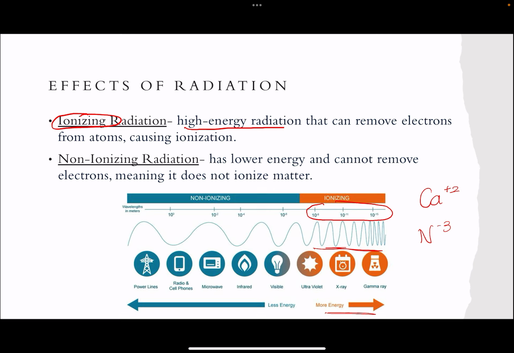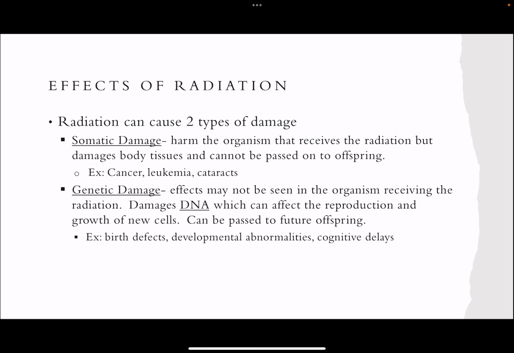And so that's what we mean by ionizing radiation. So again, it's changing the structure of matter. And so sometimes that can cause damage. There are 2 different types of damage that can be caused by radiation. The first is somatic damage. That word soma means body. Okay? It can damage body tissues, body cells.